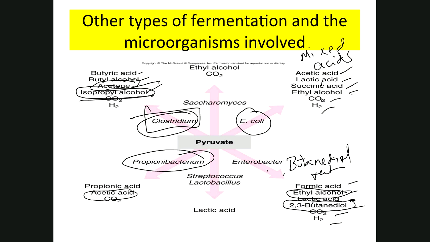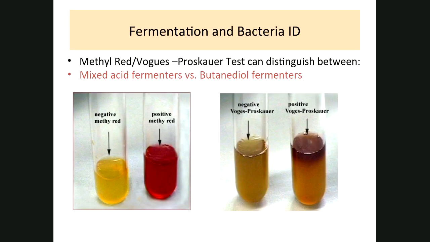So we definitely use the end products of fermentation to identify organisms. We have a test called the methyl red VP test. Actually, it's two tests, not one: the methyl red test, which tests for mixed acids, and the VP test, which tests for butanediol.